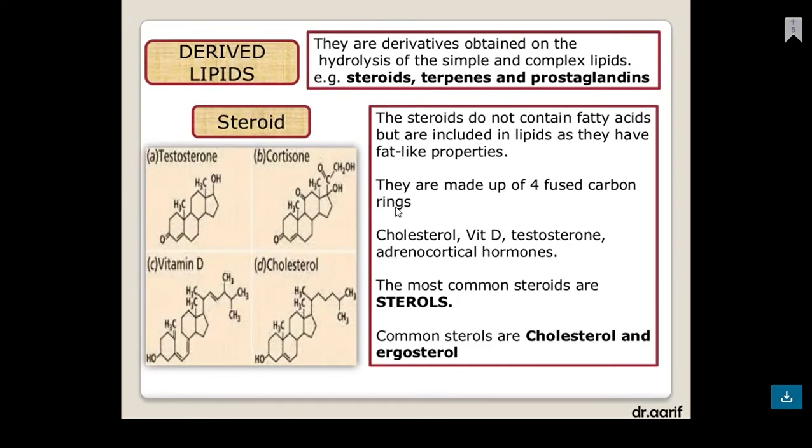Derived lipids, as I mentioned, you have steroids, terpenes, and prostaglandins. They are derivatives obtained from the hydrolysis of simple and complex lipids.